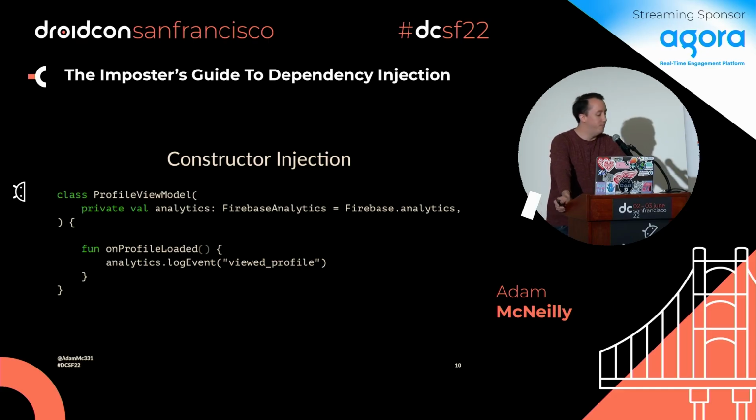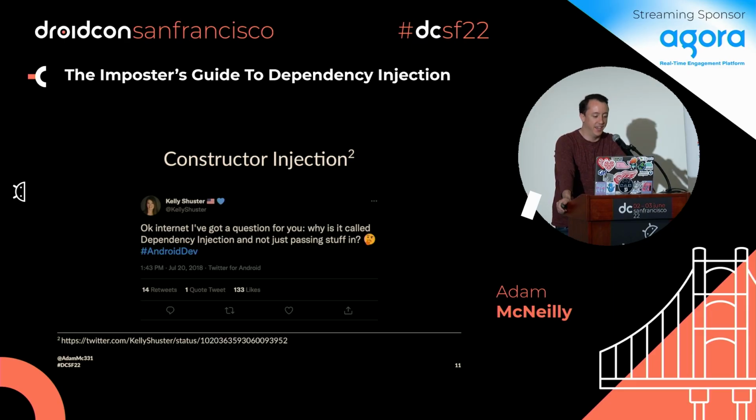And some of you might have a thought right now, which I think is really important and was highlighted in a great tweet by Kelly Schuster, saying, why is it called dependency injection and not just passing stuff in? And I think this is accurate. There's a great reply to her tweet where someone said, dependency injection is a $25 word for a 5-cent concept. Because what we've already seen is kind of the core concept of dependency injection.